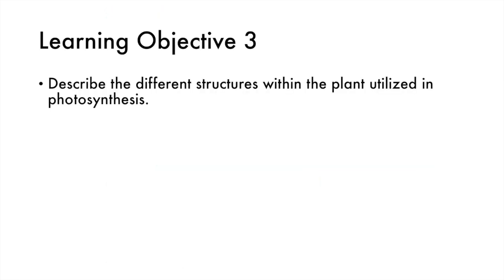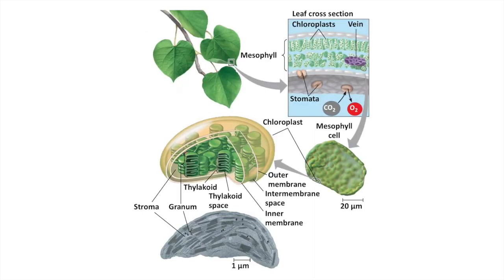Okay, so we're going to describe different structures within the plant that are necessary for photosynthesis. So, the green parts of plants are the photosynthetic parts of plants. Like the trunk of a tree and the roots, they don't photosynthesize. They don't really have access to light. But the leaves are essentially adapted for performing photosynthesis.